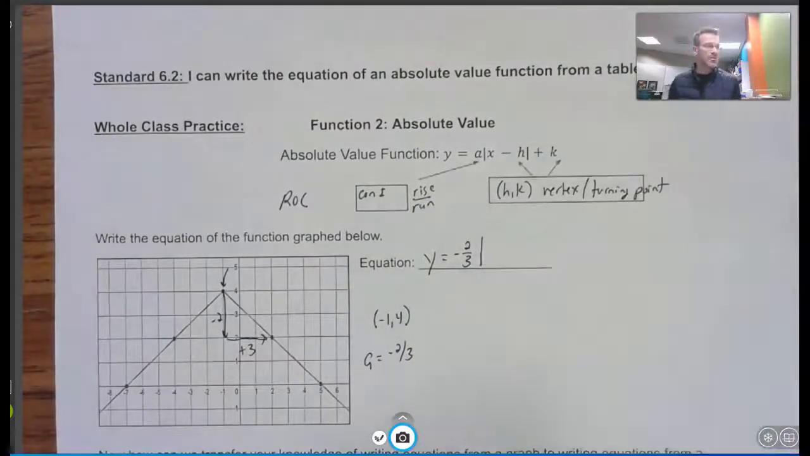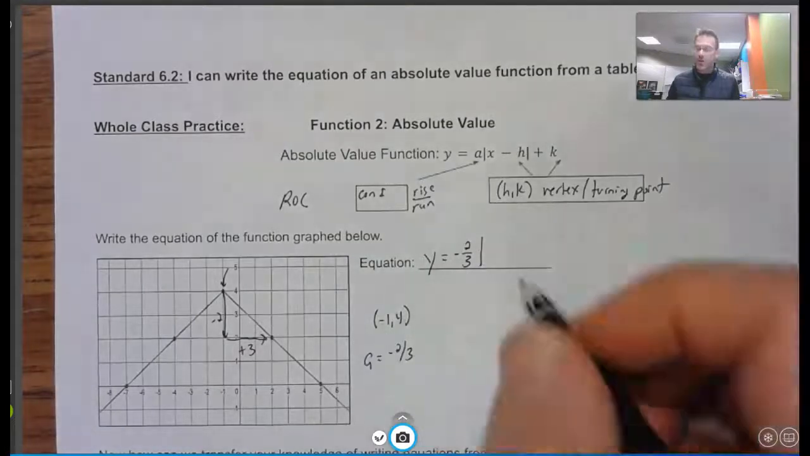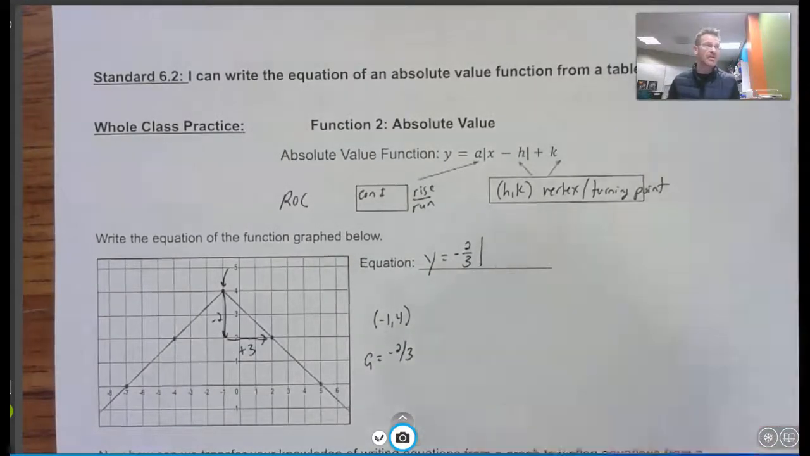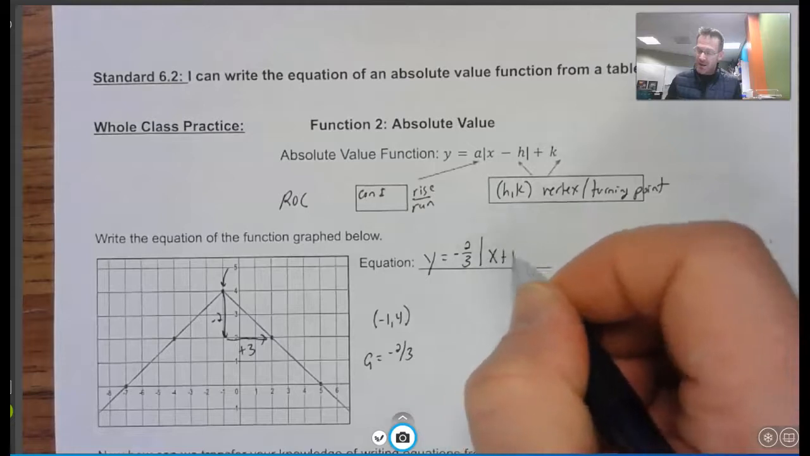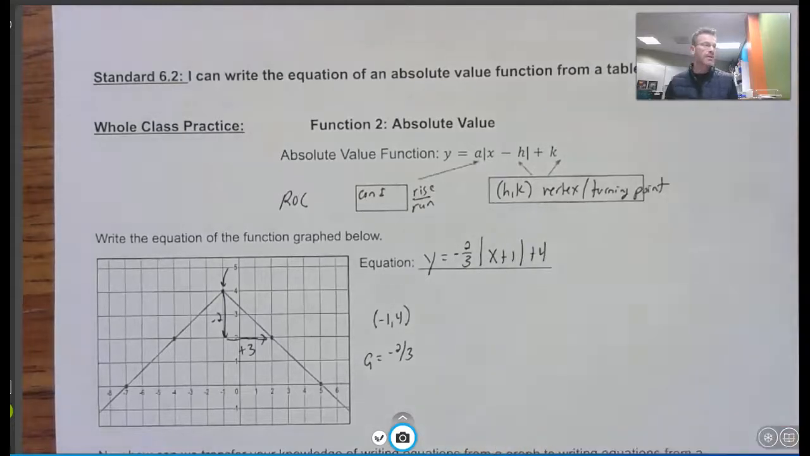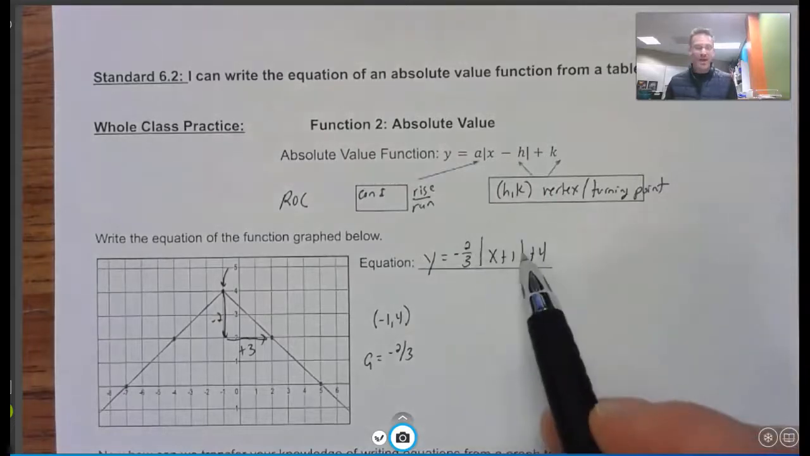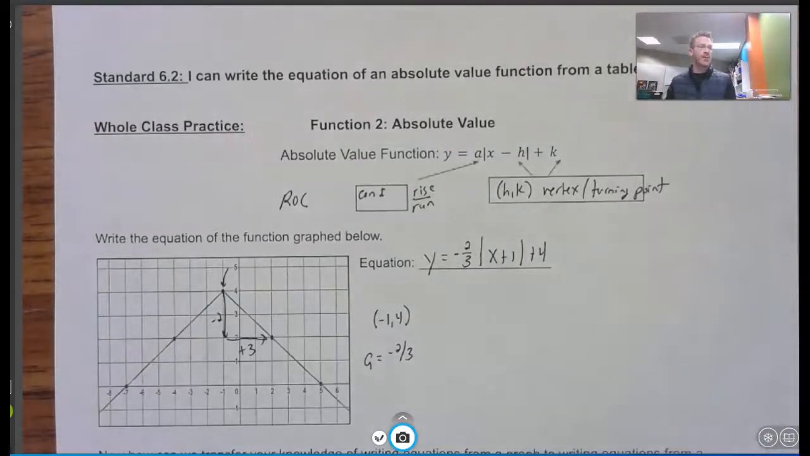And if I use my turning point or my vertex, (-1, 4), I get inside my absolute value bars x minus -1, which becomes x + 1, and then +4 like that. And there's our equation. And remember, you have to have the absolute value bars because that's what makes this equation an absolute value equation.